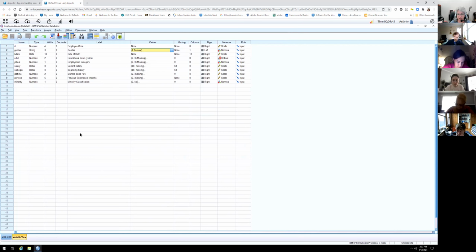All right, so this is how you use your variable view. It's really to teach yourself about the actual variables. Okay, find out what's missing, find out how they are measured, find out if indeed they're interval, if they're the variables you want.